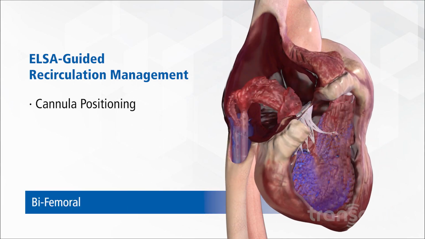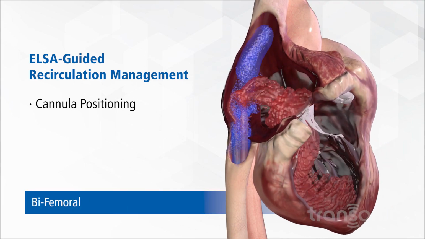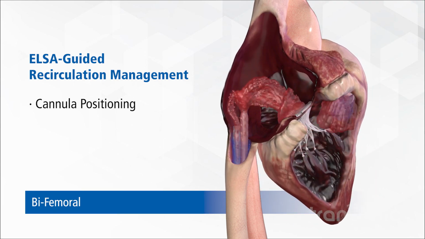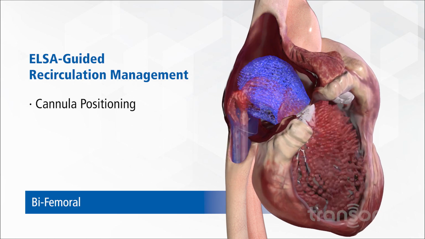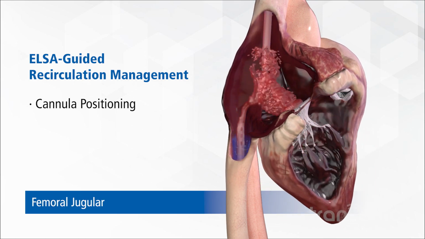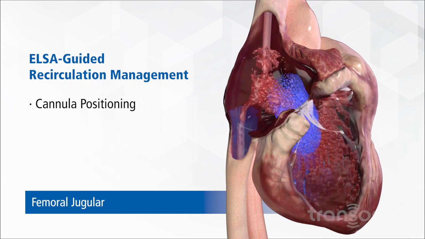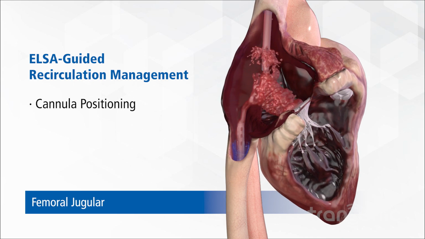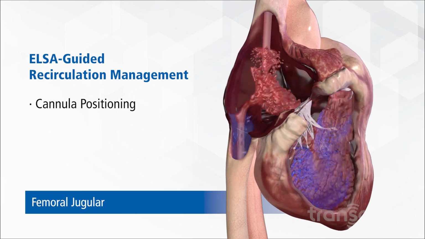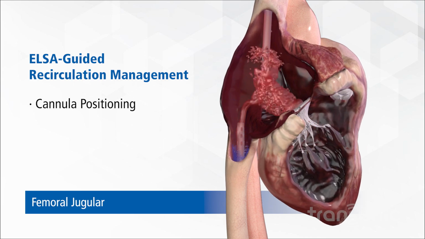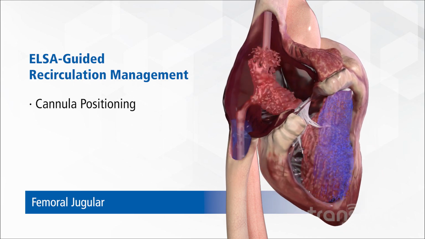Bifemoral cannulations use both femoral veins to obtain ECMO support. Proximity of these cannulas to each other increases the chances for recirculation. Femorojugular cannulations utilize a patient's femoral and right internal jugular vein to provide support. The tip of each cannula faces each other, creating high rates of recirculation if positioning is not perfected.